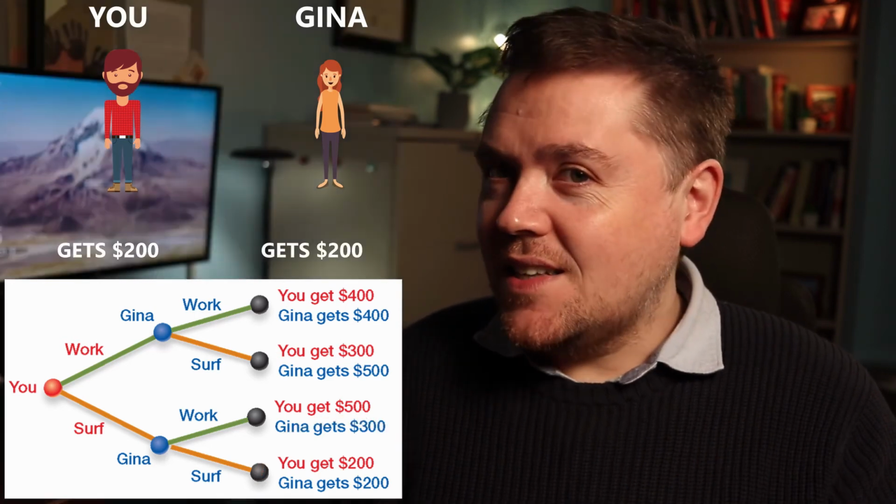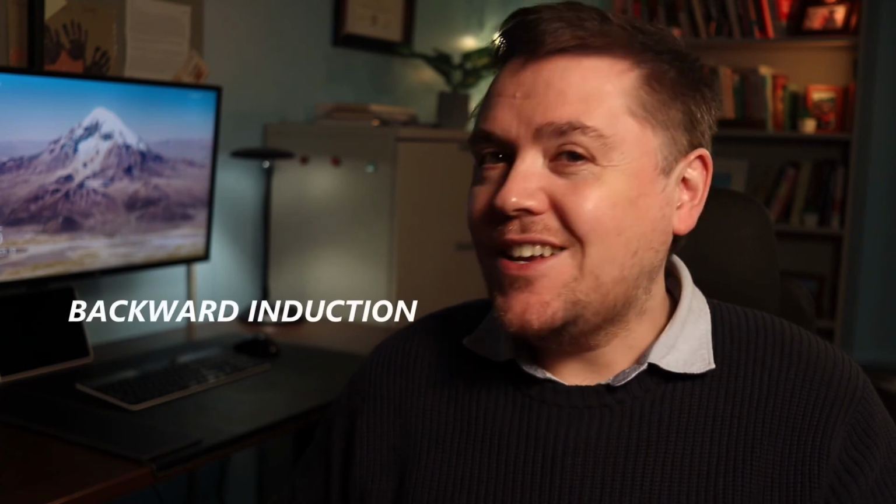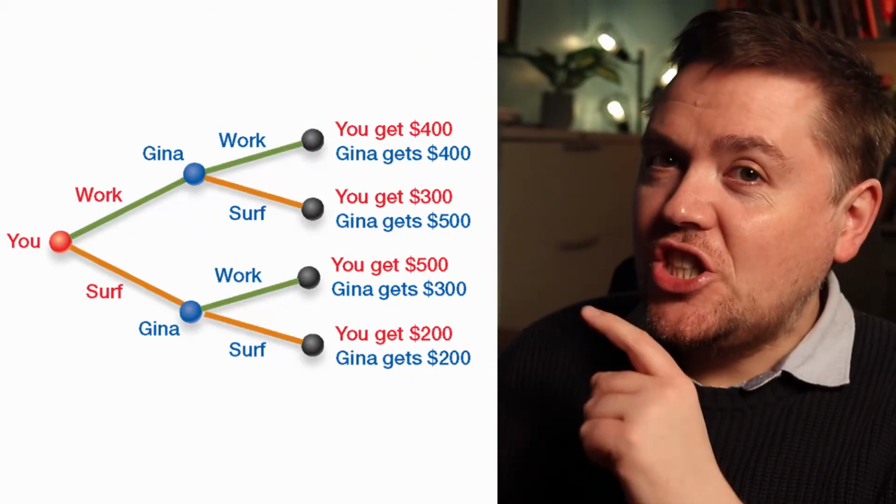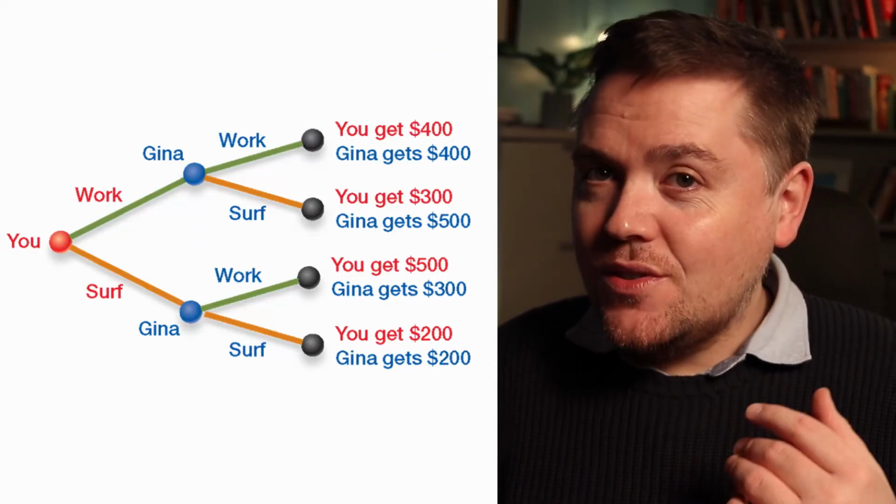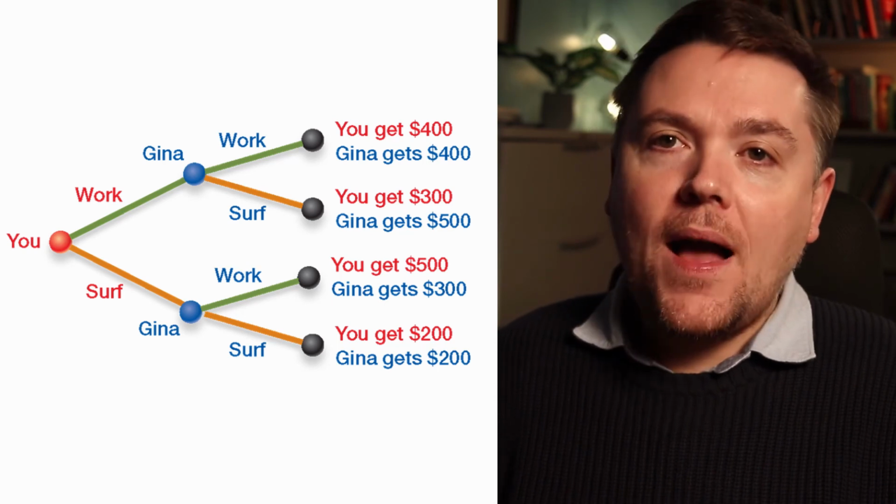To solve these extensive form games, you need to use what's called backward induction. That just means you have to consider the final decision maker's choice and then work your way back to the beginning of the problem. Let's illustrate this technique using the example on screen. We first examine Gina's decisions because she chooses last, and then we're going to work backwards.